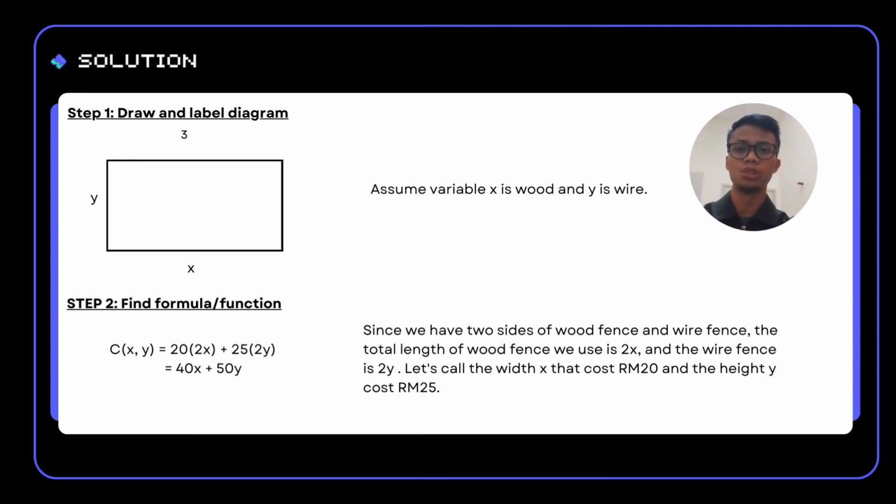Now for the second step, we create a formula to find the function that we will use for the maximum and minimum function. Since we have two sides of wood fence and wire fence, the total length of wood fence is 2x, and for the wire fence it will be 2y. Let's call the width x, which costs 20 ringgit, and the height y, which costs 25 ringgit. So the function will be 20 times 2x plus 25 times 2y. So the final function we have will be 40x plus 50y.